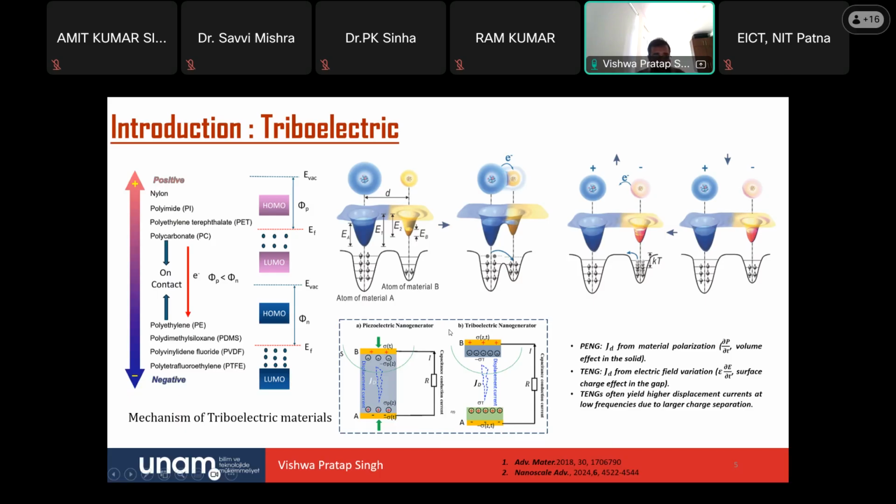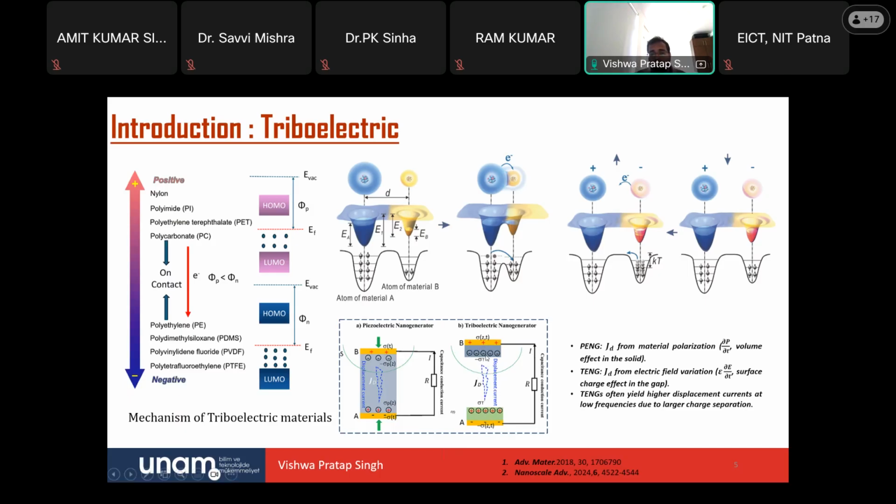We have two types, piezoelectric and triboelectric, and in this case I am describing the triboelectric. There are two types of current. One is the displacement current, which generally flows between the materials when you are touching them. The other is the conduction current, which happens due to electron conduction, and this happens due to the electric field developed because charge separation happens.